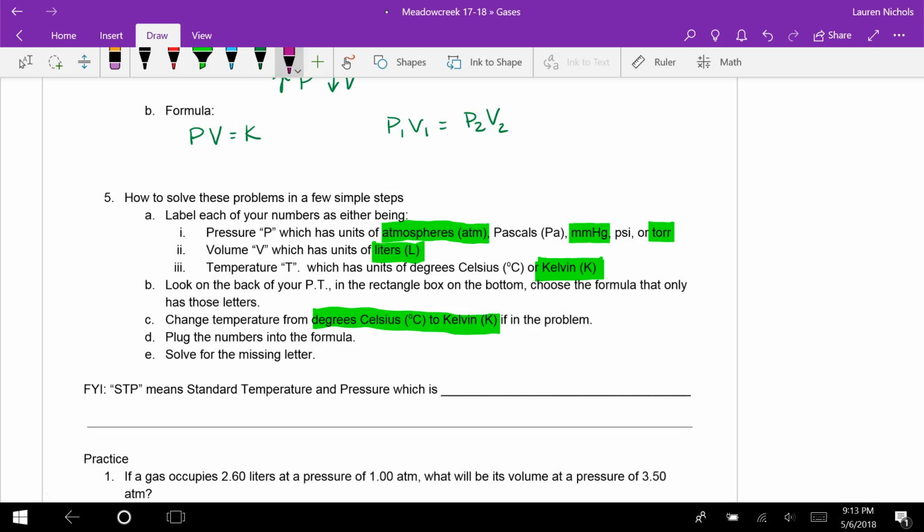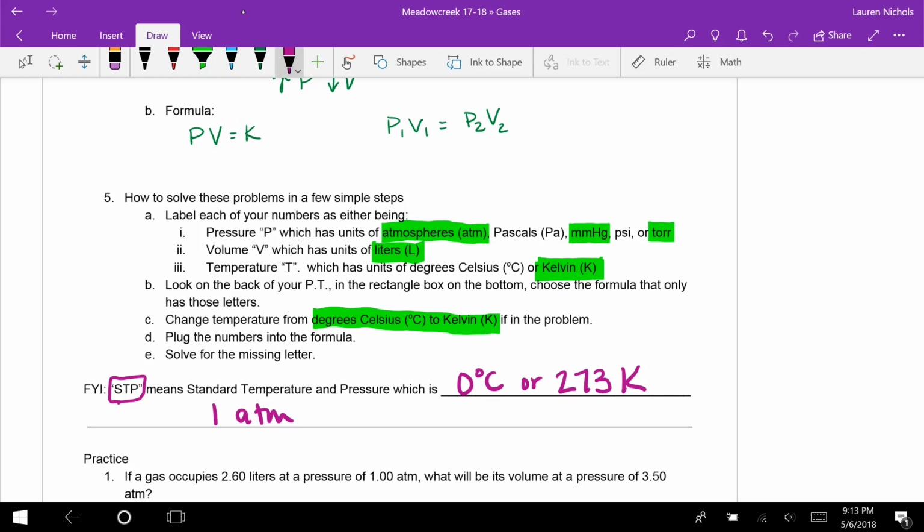And just as an FYI, if you see the phrase or the letters STP, that means standard temperature and pressure. So this just means most conditions in a research laboratory. Standard temperature and pressure is always going to be referring to 0 degrees Celsius, which is 273 Kelvin, and 1 atmosphere of pressure. So it's important to know that if they say STP in the problem, they've given you a temperature and a pressure at the same time.